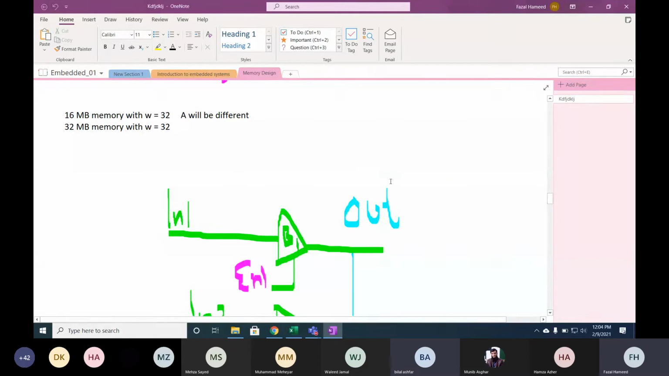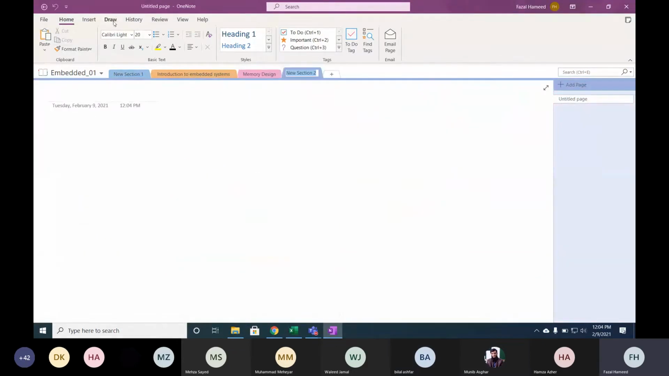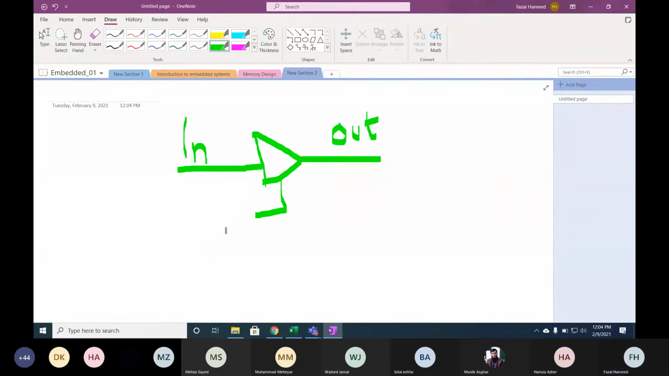Okay, so now let me explain it. A tri-state buffer is a device. Let's assume this is our tri-state buffer. It has one input, an output, and a control terminal. So there are three terminals of a tri-state buffer: the input, the output and the control terminal. So there are three possibilities.